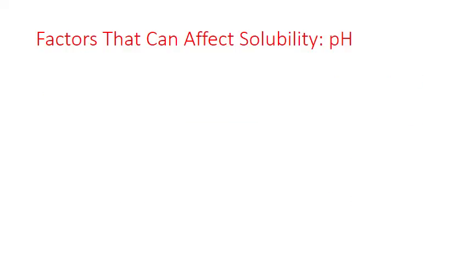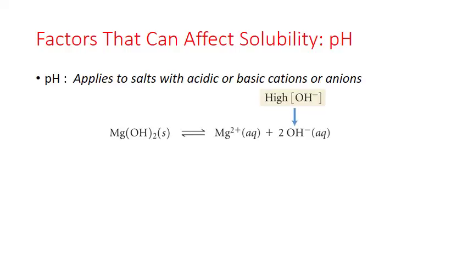Another factor that can affect solubility of a compound is pH. It's particularly relevant to ionic compounds that contain cations and anions that are conjugate acids and bases. So take, for example, magnesium hydroxide. We know that the hydroxide ion is the conjugate base of the water molecule, and high concentrations are associated with basic solutions. If we try to dissolve magnesium hydroxide in a solution that's already basic, it will shift the solubility equilibrium to the left so that the solubility decreases.